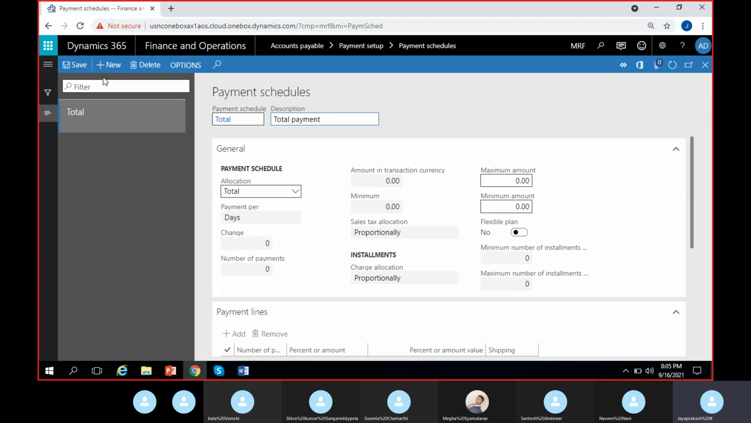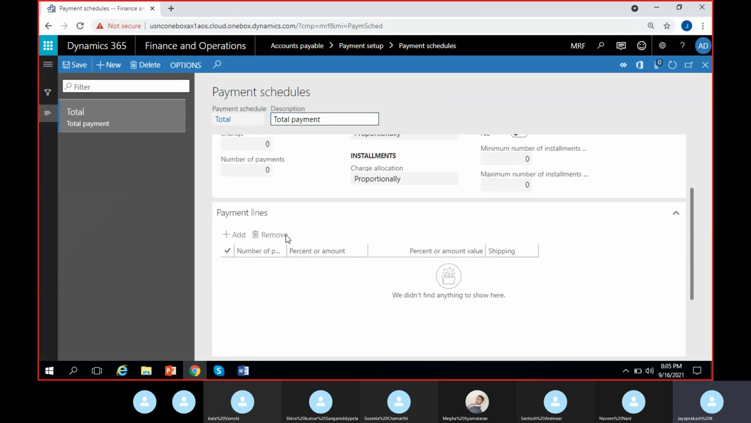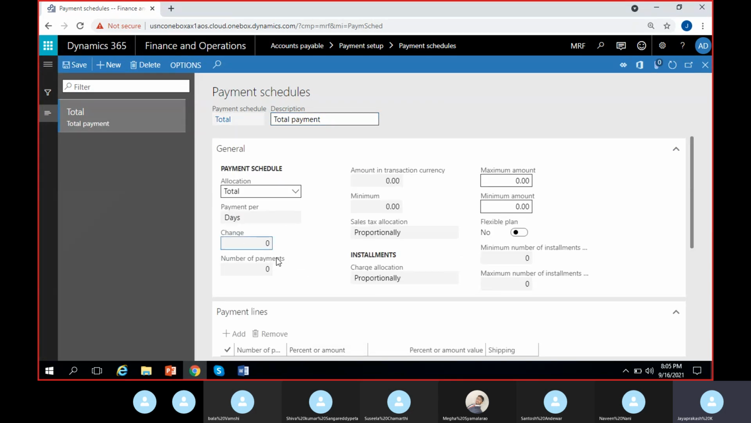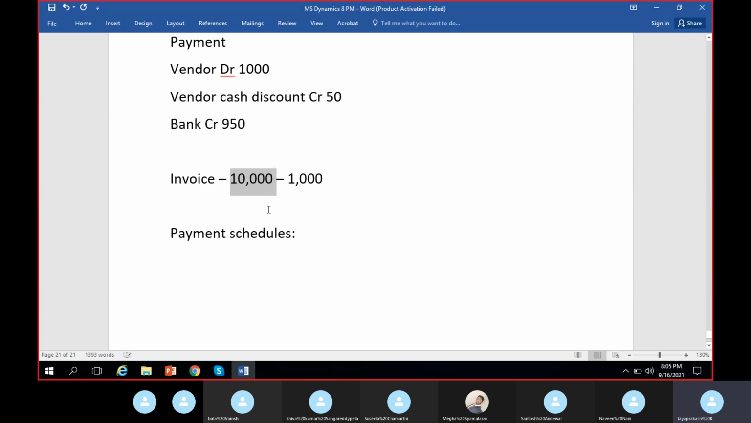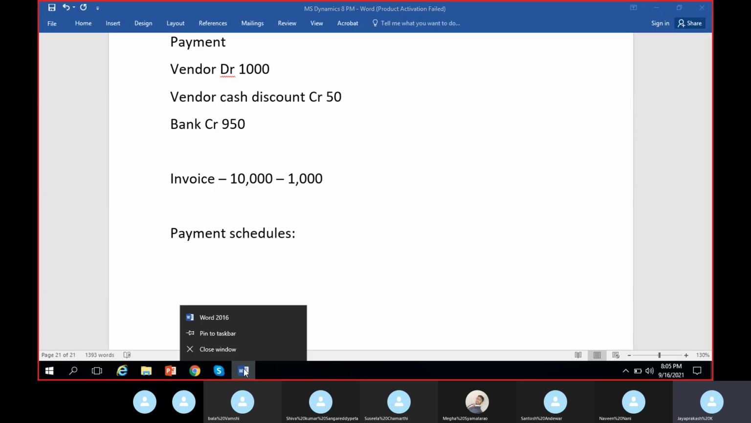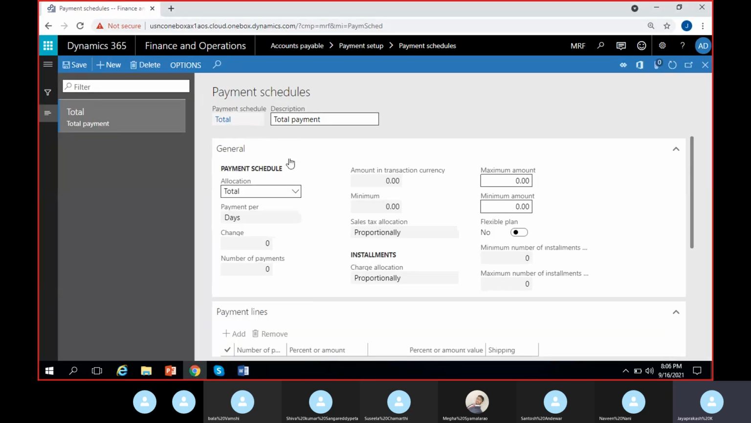If I select the total method, mostly I don't have any parameters. All of them are disabled. There is no chance that you can divide it into schedules. It indicates that you are paying the total amount at a time, right? So if there is an invoice amount of 10,000, it means that you have to pay the total amount at a time. That's what the total payment indicates. That's all. There is no schedule for this.